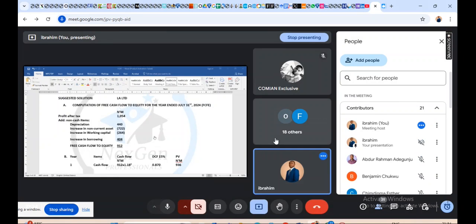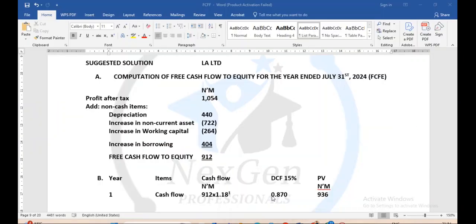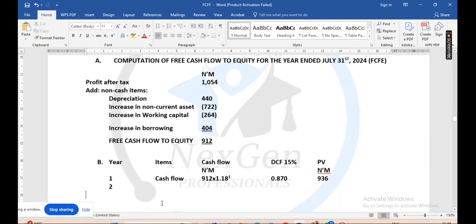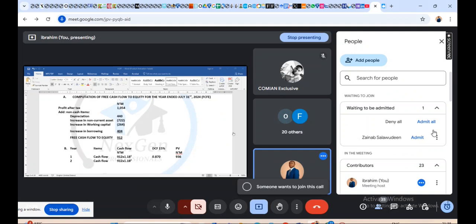In this case, we need to move to year 2, right? In year 2, you have the same cash flow, then this raised to power 2. So what is the DCF for year 2? Someone should give me that. What is the DCF for year 2?